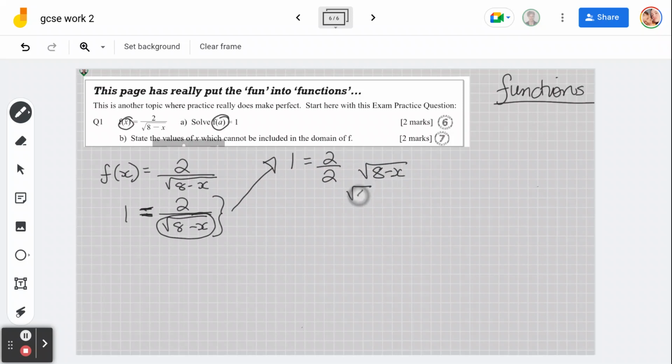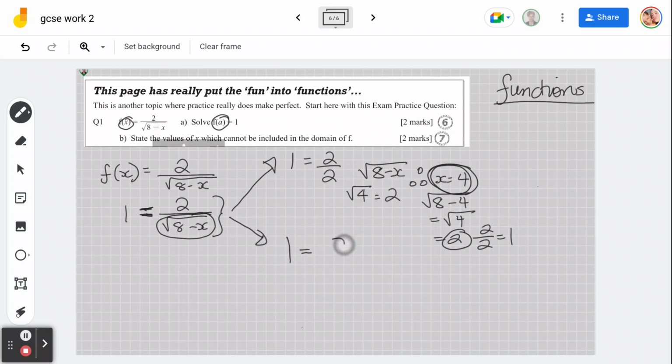The square root of 4 is equal to 2. So therefore, if we made x equal to 4, the square root of 8 minus 4 would be the square root of 4, which would be equal to 2, which is 2 over 2, which is equal to 1. So we think x is 4. Let's do it mathematically. This is by trial and error. Let's do it mathematically this way.